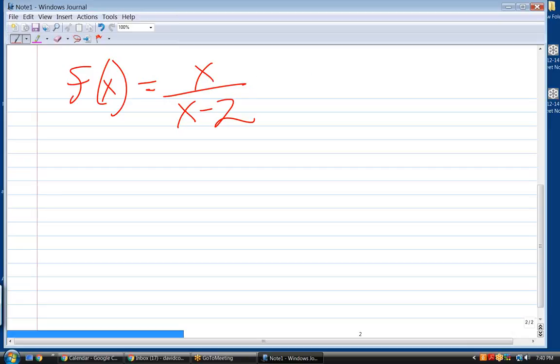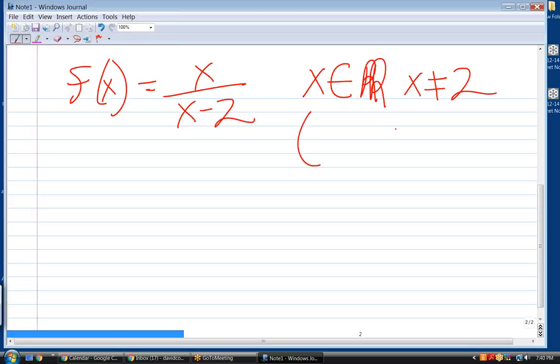So if the only number I can think of that it can't be is 2, then my domain is, you can write it a number of ways. x is a member of all reals except x is not equal to 2. That's one way to write it. Does your class use interval notation? I believe so. Okay, give it to me in interval notation. Negative infinity to 2 and then 2 to infinity.